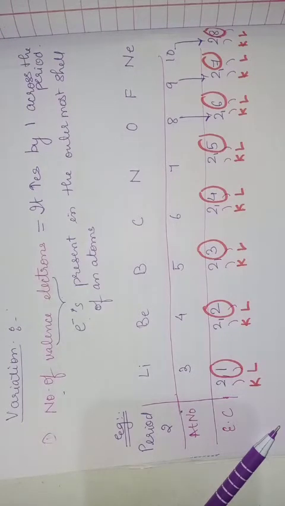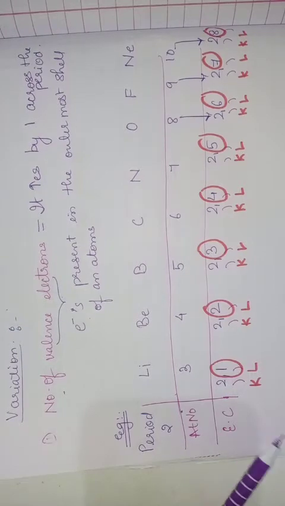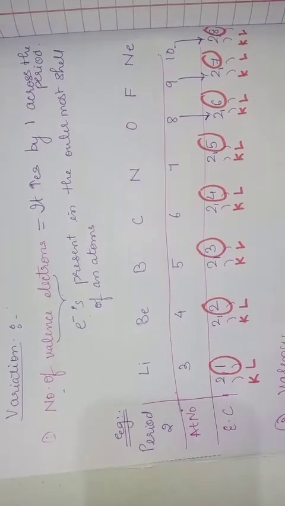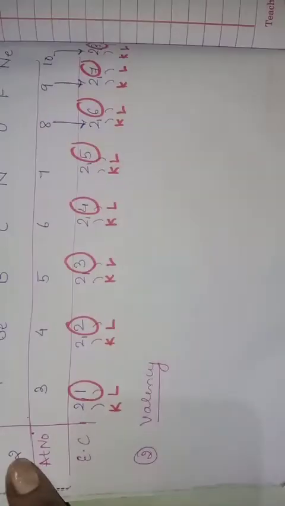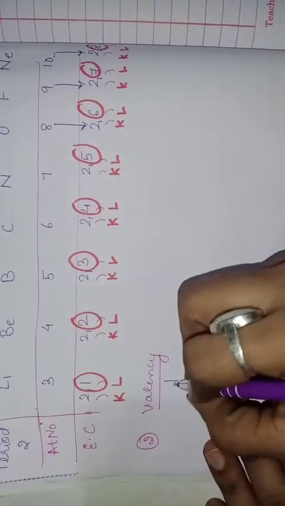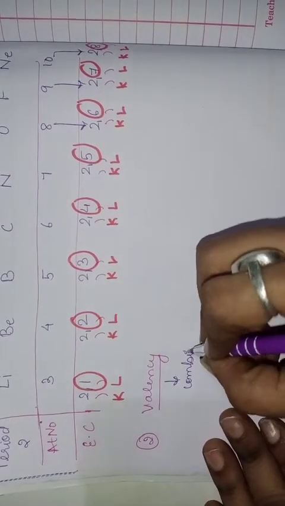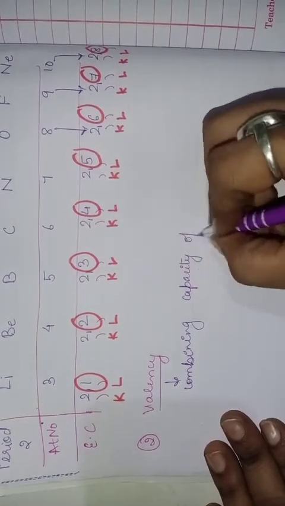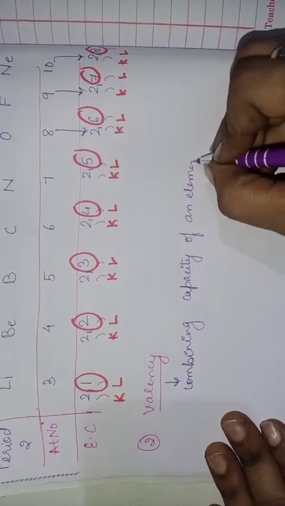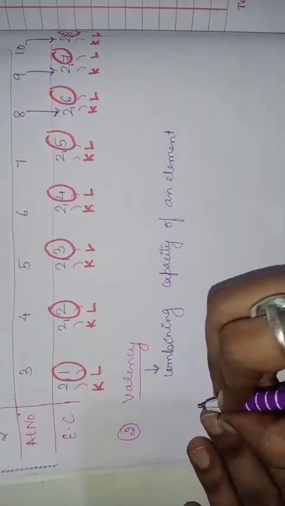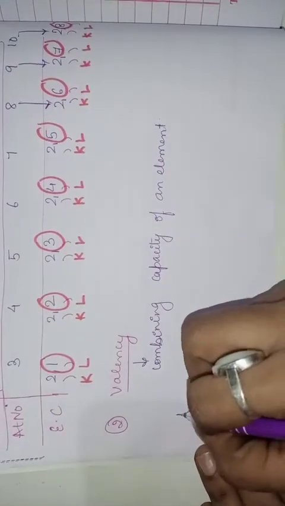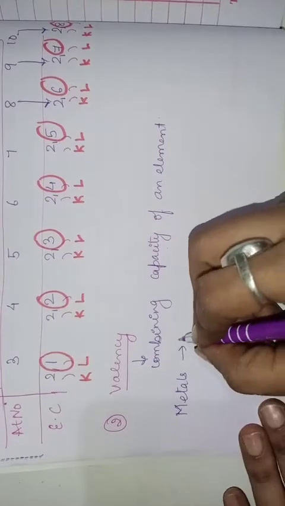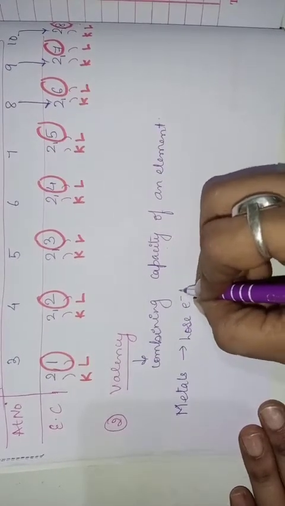Now, children, let us discuss the next property, that is valency. What is valency, children? Valency is the combining capacity of an element. So here we need to discuss certain more properties in detail. When we talk about metals, children, metals tend to lose electrons. They tend to lose electrons.